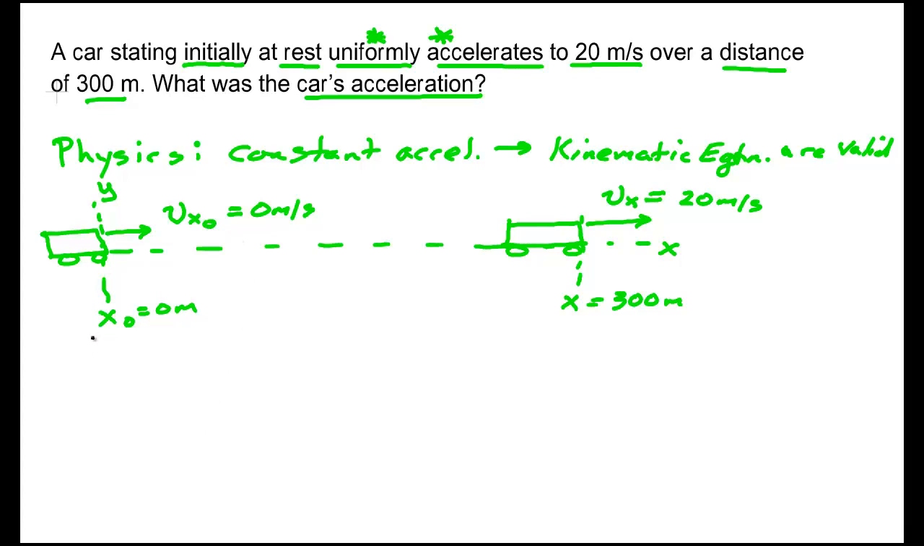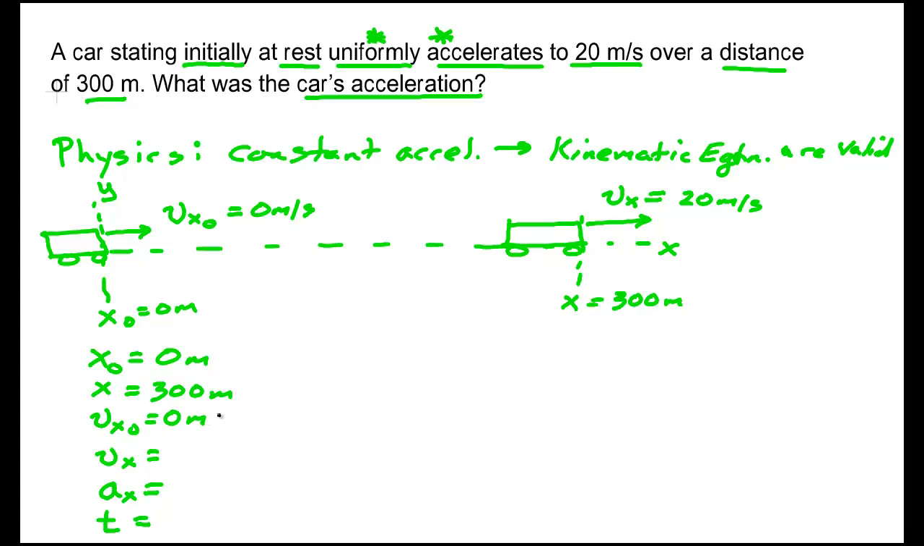Now, when you do kinematic equations, it's good to build a little chart. There's x naught. You'll need to find the final position. You'll need to know the initial velocity. You might need to know the final velocity. You'll need to know the acceleration and the time. These are the only things that can show up in the problem. In our problem, we know the following. We're originally at 0. We're going to end up at 300 meters. We're initially moving at 0 meters per second. We're eventually going to be moving at 20 meters per second. We don't know the acceleration, and we were not given the time.